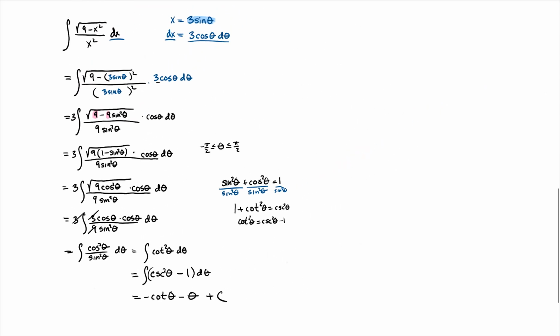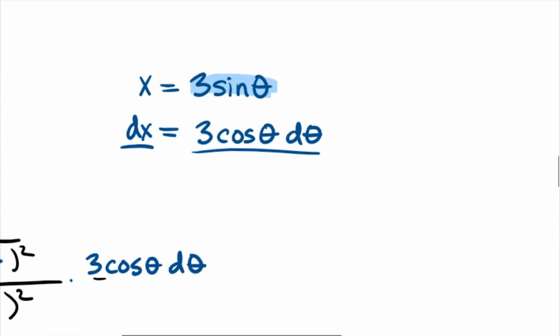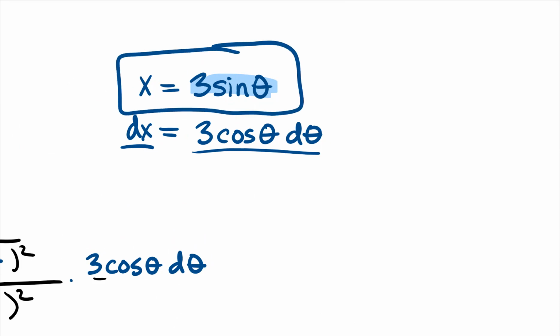This problem started in terms of x's. It needs to end in terms of x's. So here is our game. We need to go back to our original substitution. Now, let's divide out the 3.